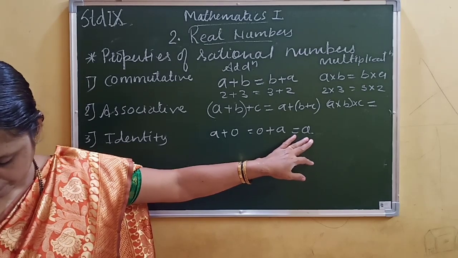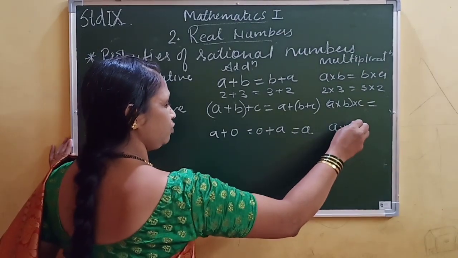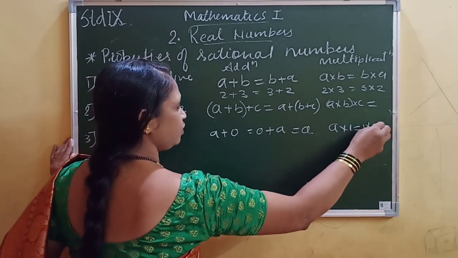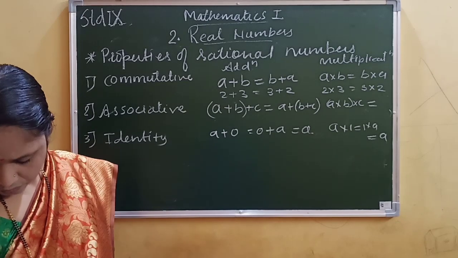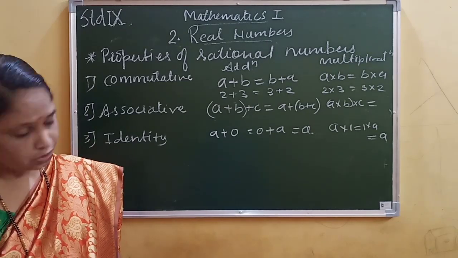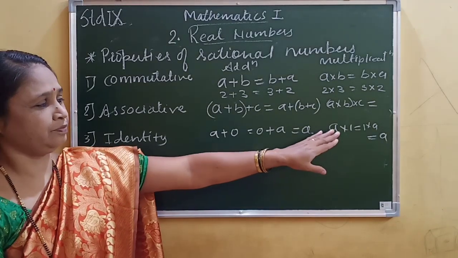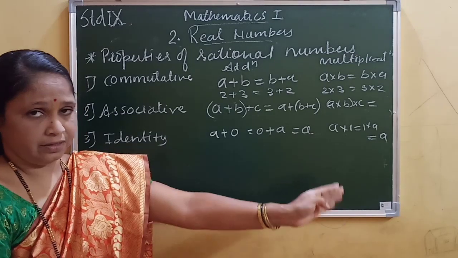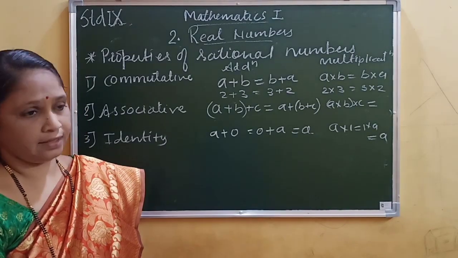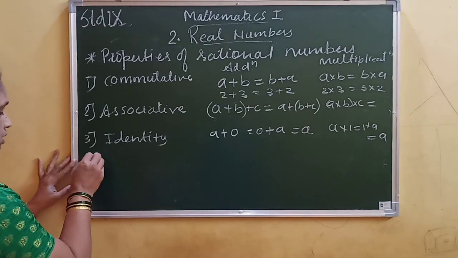Same thing you have for multiplication. But multiplication, what? A into 1 is equal to 1 into a, which is equal to a. Means a multiplied by 1 or 1 multiplied by a, the product is a only. Same. Now next is inverse.